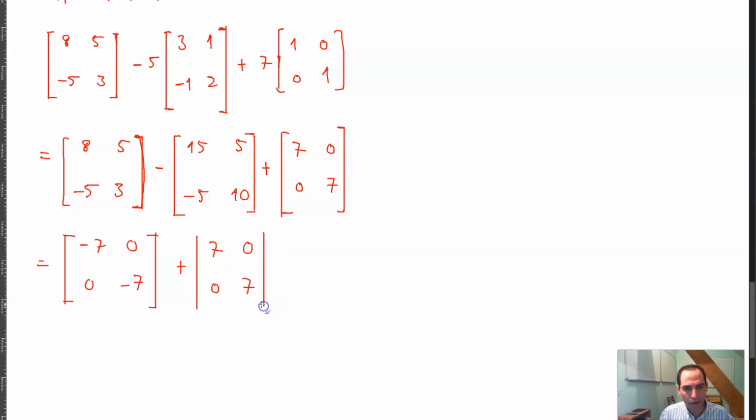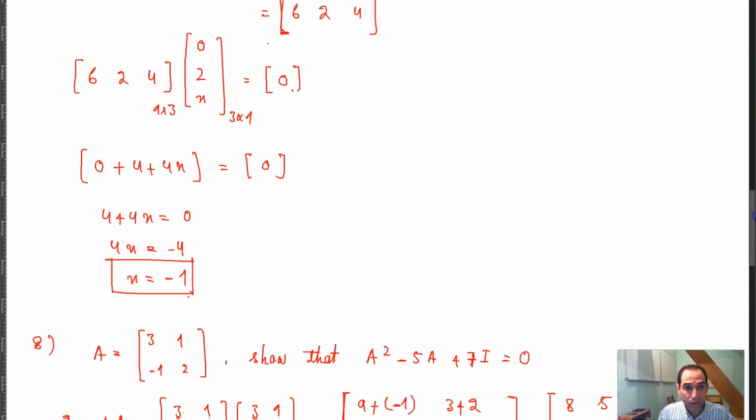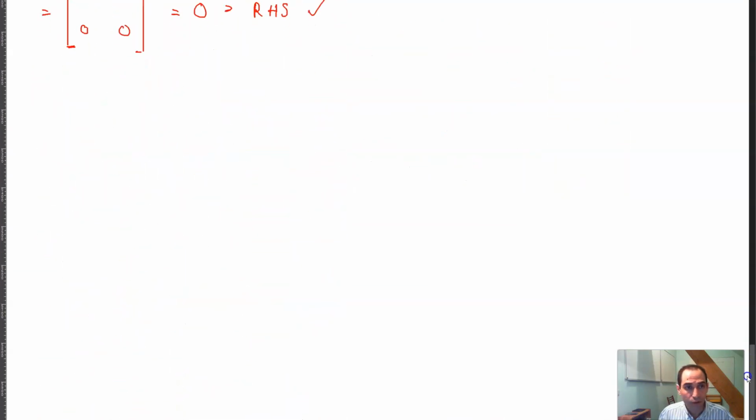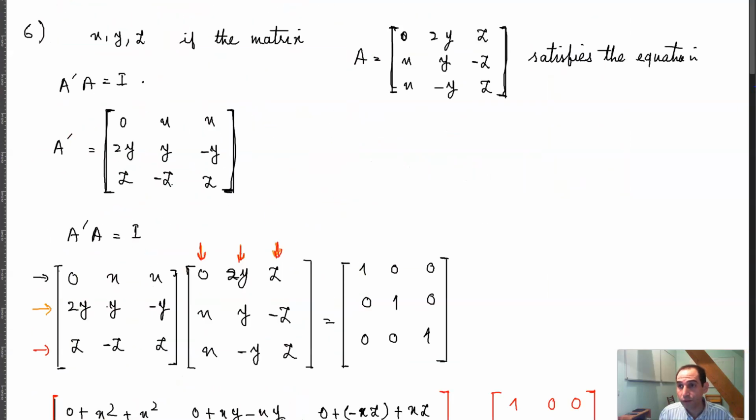And if I add this to 7 0 0 7, I will get 7 minus 7 is equal to 0, 0, 0, and 0. And that is equal to O, which is equal to the RHS. And therefore, the identity is actually proved, right? Now, the next question that we have is question number 9.